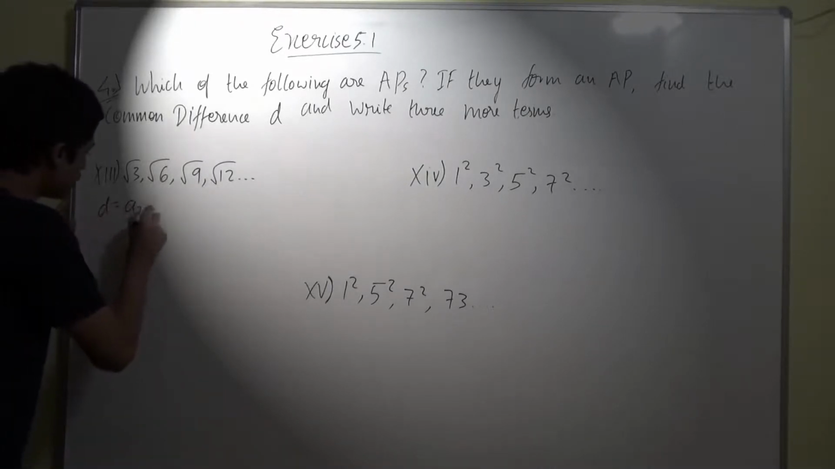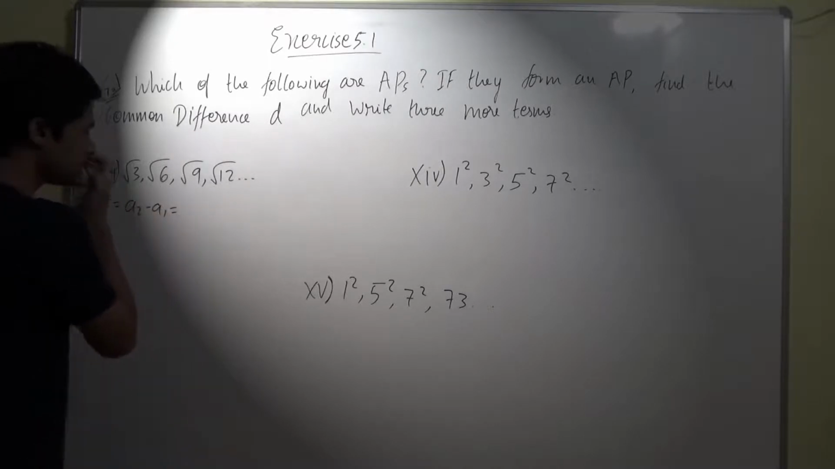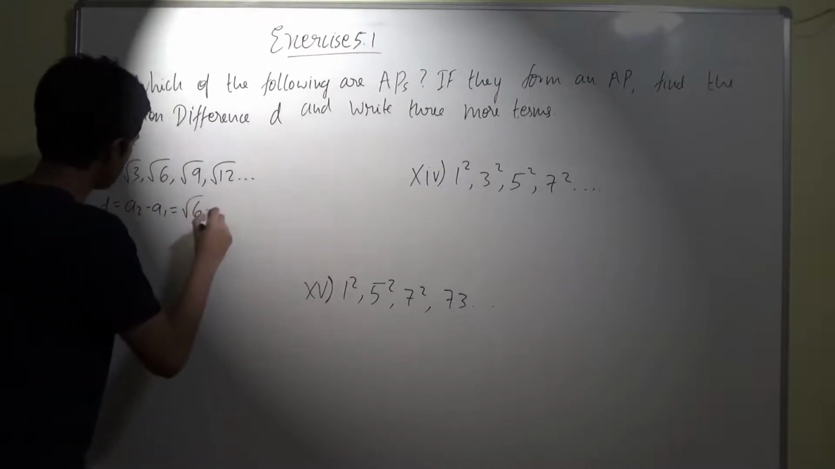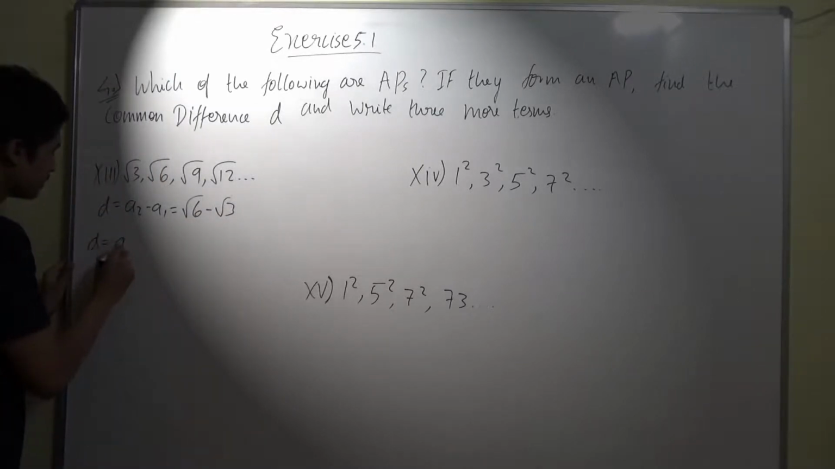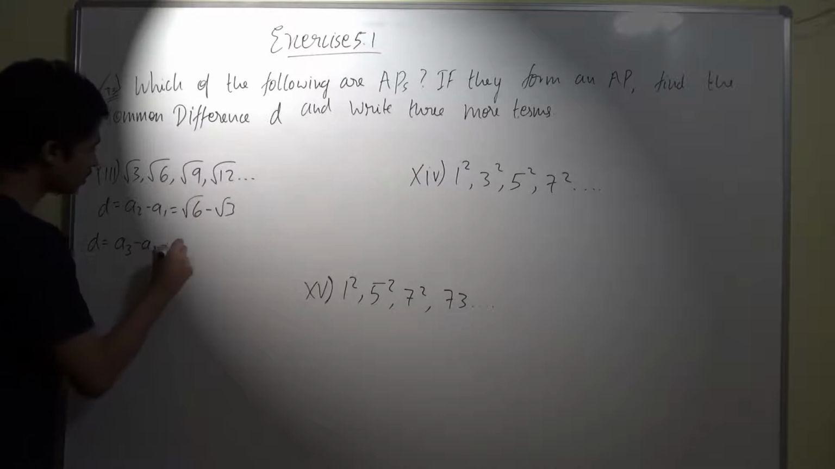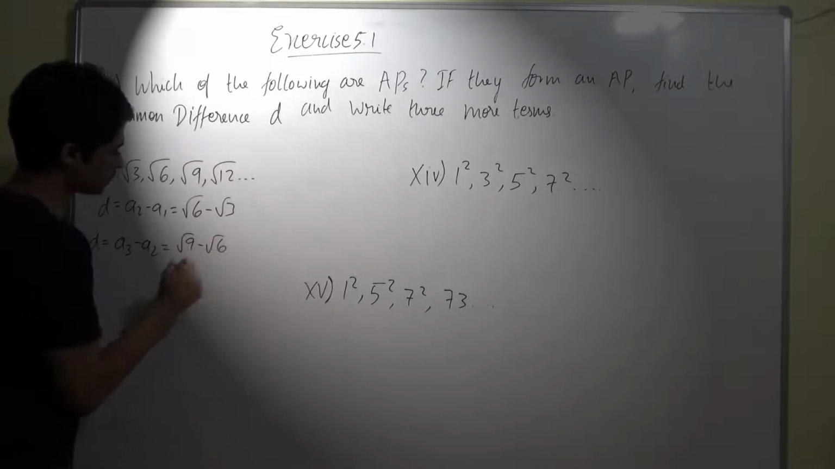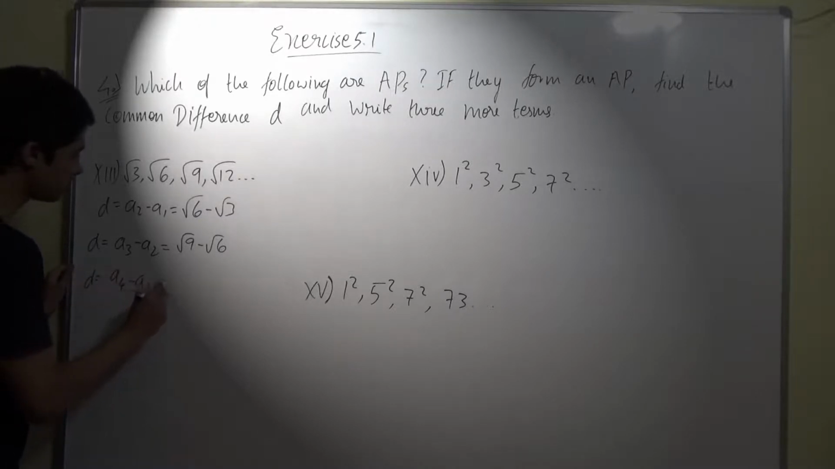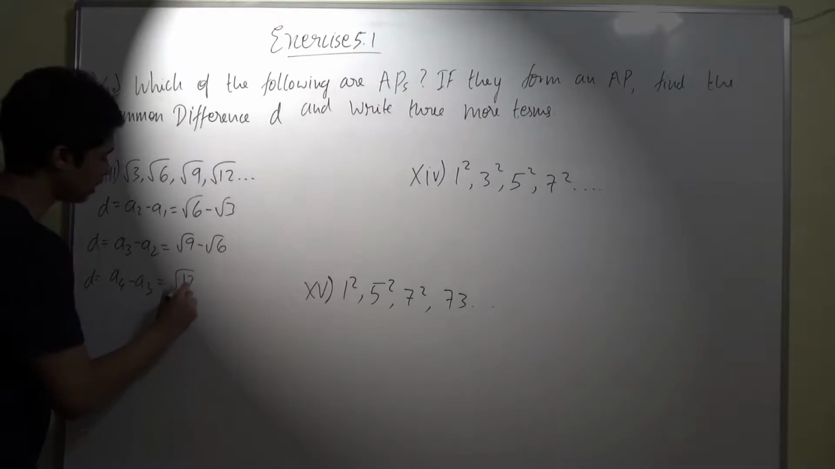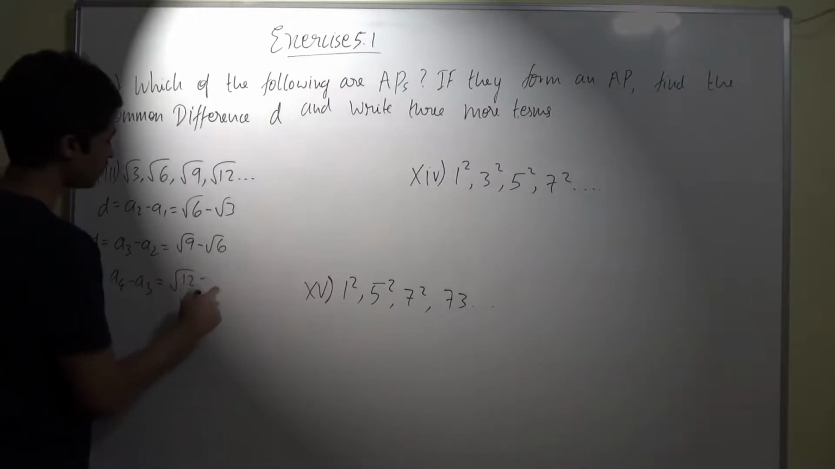D equal to a2 minus a1, which is equal to, in this case, root 6 minus root 3. Getting it? Again, let's do d for the next 2 terms, that is a3 minus a2 equal to root 9 minus root 6. Getting it guys? After that, if you do d for the next 2 terms, it will become a4 minus a3, which will be equal to root 12 minus root 9.